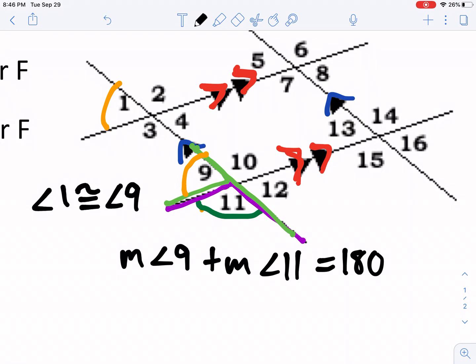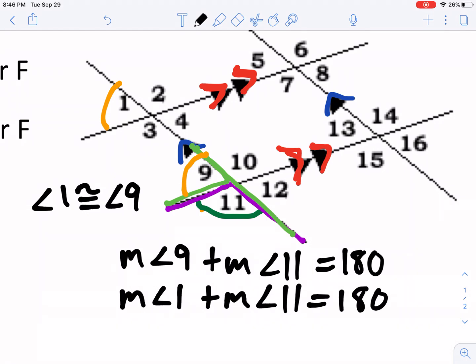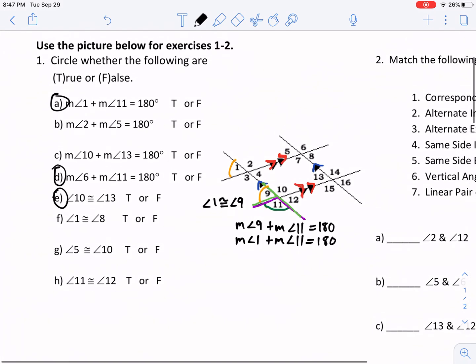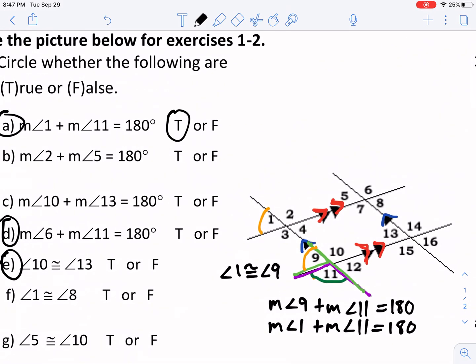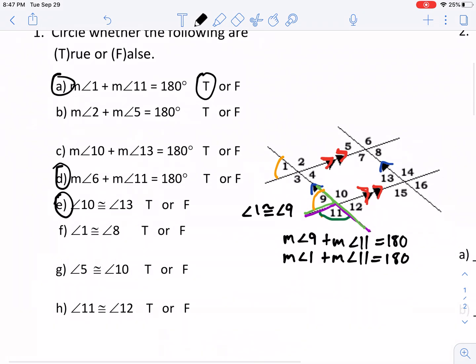So if that's the case, then the measure of angle 1 plus the measure of angle 11 also equals 180 degrees. Since angle 1 and angle 9 are congruent, and we know that angle 9 and angle 11 are supplementary, that means angle 1 and angle 11 must also be supplementary, adding up to 180. So that is a true statement. Let's look at D here.